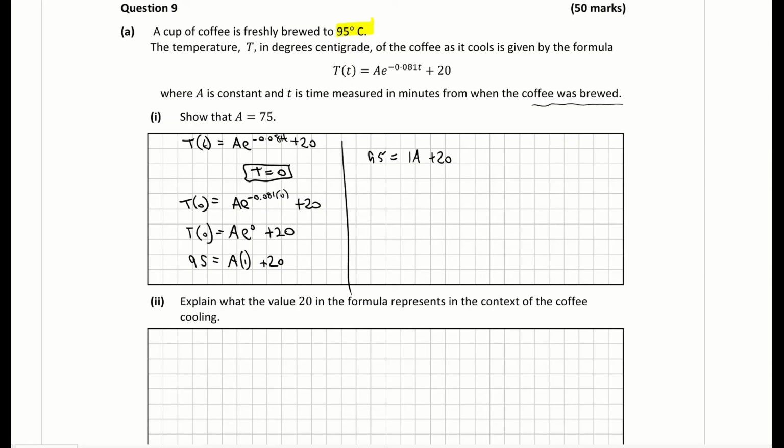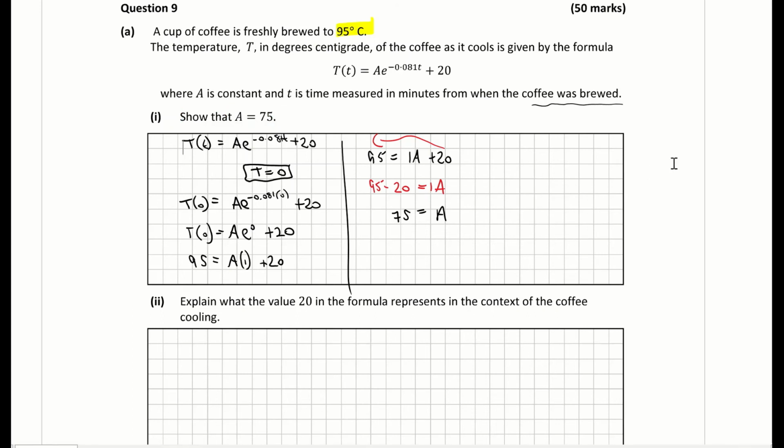I'm going to subtract 20 from both sides, or move over that 20, which is 95 subtract 20 is equal to 1A. And 75 is equal to 1A, or A. And that's what the question wanted us to show: show that A is equal to 75.